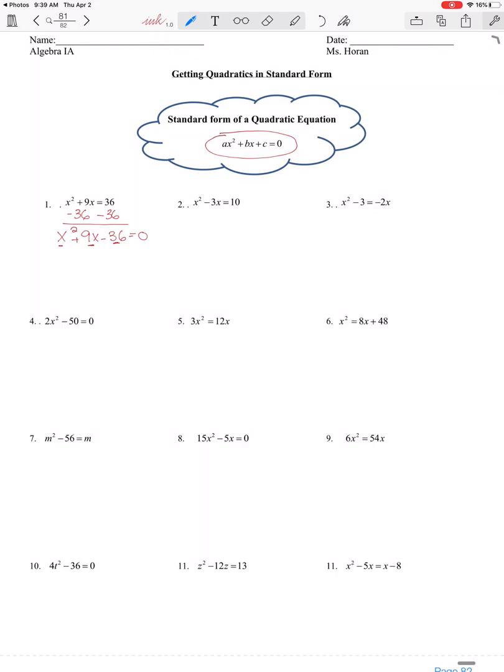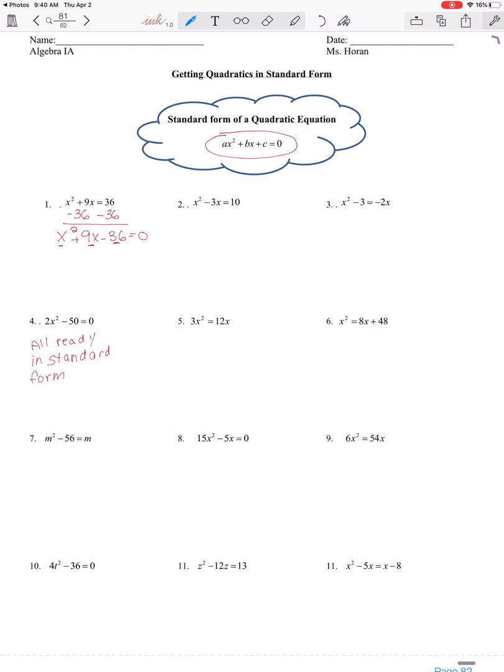So if I take a look at number 4, it's already in standard form because it's equal to 0. Now, it's important when we do these, you never want to move the x squared. So you want to move everything towards the x squared. You don't want to move the x squared.